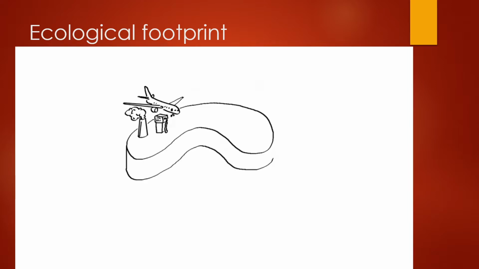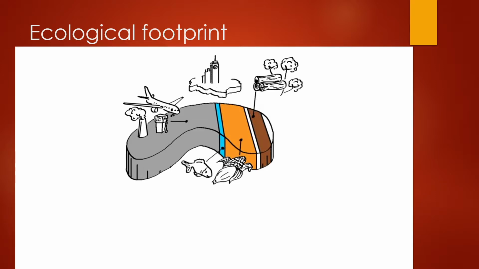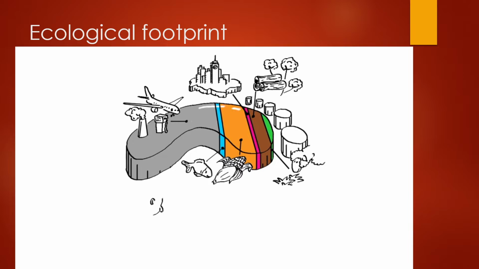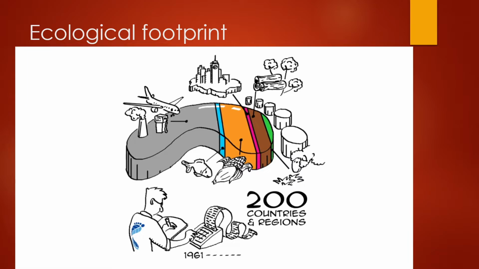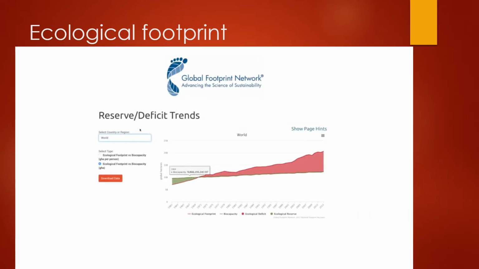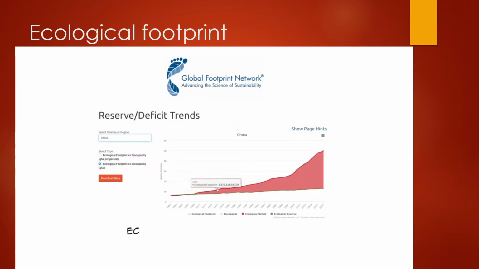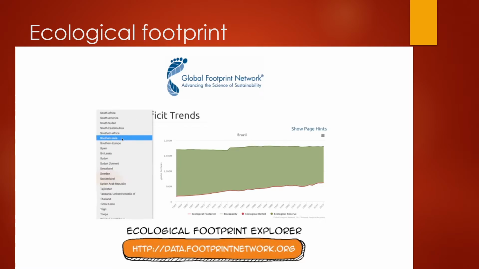Carbon emissions are the largest component of the ecological footprint. The footprint also includes consumption of food, timber, fiber such as cotton, and use of land for cities. Global Footprint Network calculates the footprint of more than 200 countries and regions from 1961 to the present. Find out if your country's ecological budget is in the red. Visit our Footprint Explorer open data platform at data.footprintnetwork.org.